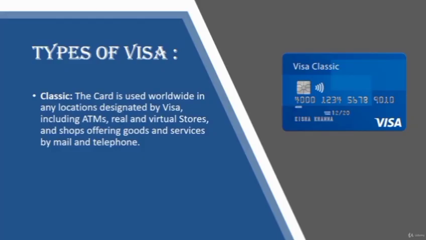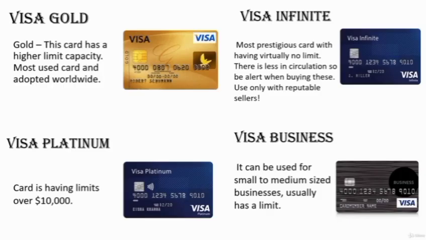Out of them, one is Classic. It is used worldwide for ATM, virtual store to buy goods and services like to buy phone, television sets, etc. and they are easily available. Then there is Visa Gold. It has high capacity and is used worldwide.